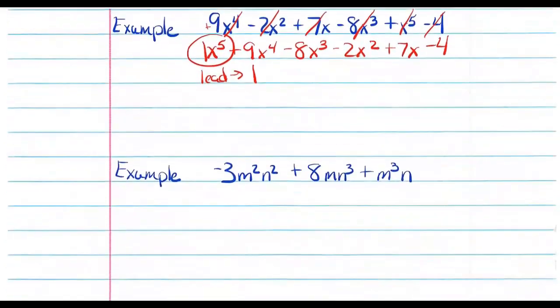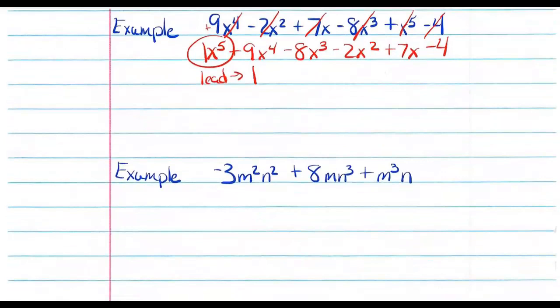Okay, let's take another one. Negative 3m squared n squared plus 8mn cubed plus m cubed n. Alphabetical order. This is important this time because I have m's and n's and I've got to make sure I get the right ones. M comes first, so I only focus on the m. I do not care about the n right now. Only the m's are the only thing I'm looking at. I have an m in each one, so I'm going to focus on those. Which is the highest m? Well, m cubed. So I'm going to write the term that has m cubed in it first.